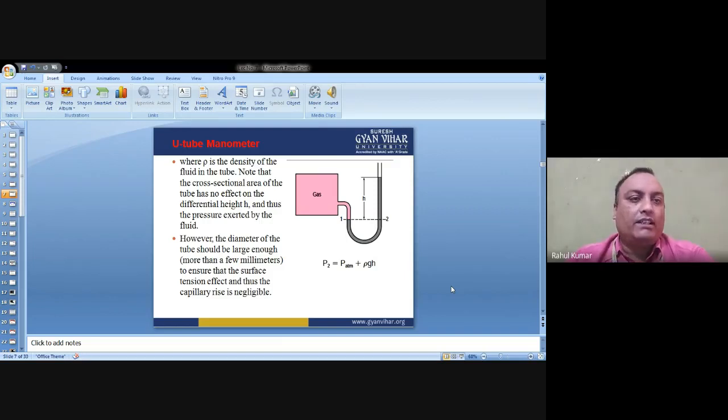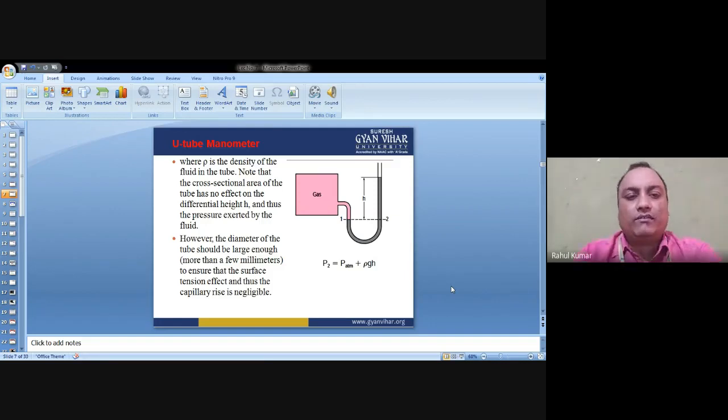However, the diameter of the tube should be large enough, more than a few millimeters, to ensure that the surface tension effect, and thus the capillary rise, is negligible. Means, for this case, we are taking an assumption here: capillary rise is negligible, and the surface tension effect is zero, right?